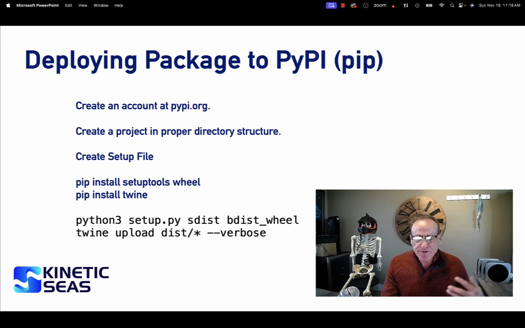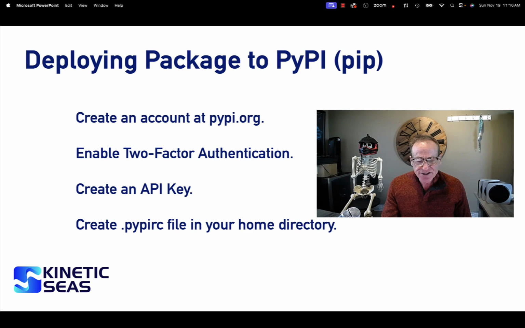So the overall process for creating and deploying a package is: you need to have an account at pypi.org. You need to create a new Python project using the proper directory structure. Then you need to create a setup file, install a couple of Python libraries that we're going to go through, and then compile it and submit it. So let's get started. First thing we're going to do is create our account at pypi.org.